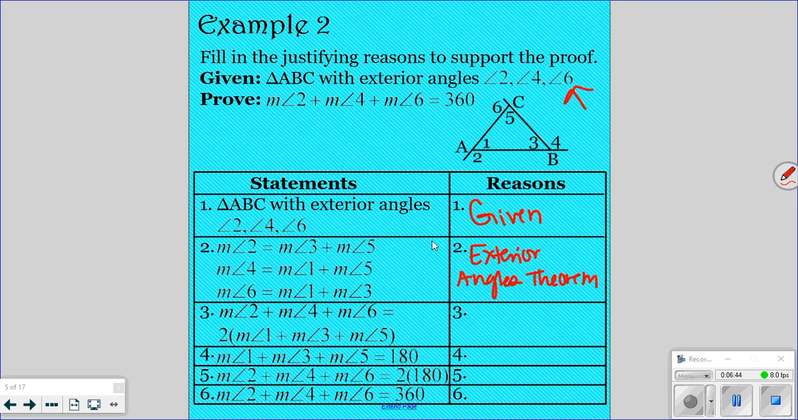Okay, so from here, we can say angle 2 plus angle 4 plus angle 6 equals 2 times angle 1, angle 3, and angle 5. And you may be wondering where this equation came from. If you add these three equations, you get 2, 4, and 6 on one side, and on the other side, the right side, you get 2 angle 1s, 2 angle 3s, and 2 angle 5s. And so the reasoning for it would be addition of equations.